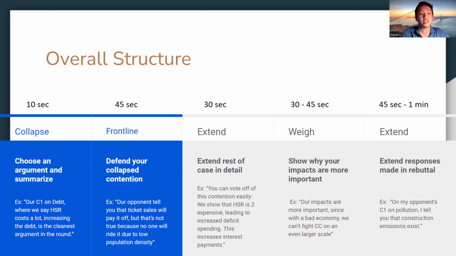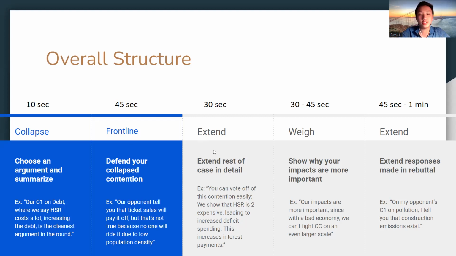Following this collapsing process, you immediately want to go to frontlining. You want to defend the point that you've put all the eggs in the basket in. You want to try to defend that point and make sure it's as iron tight as possible. So you want to look over all of the responses that your opponent has said on this contention. You want to refute them all to the best of your ability.